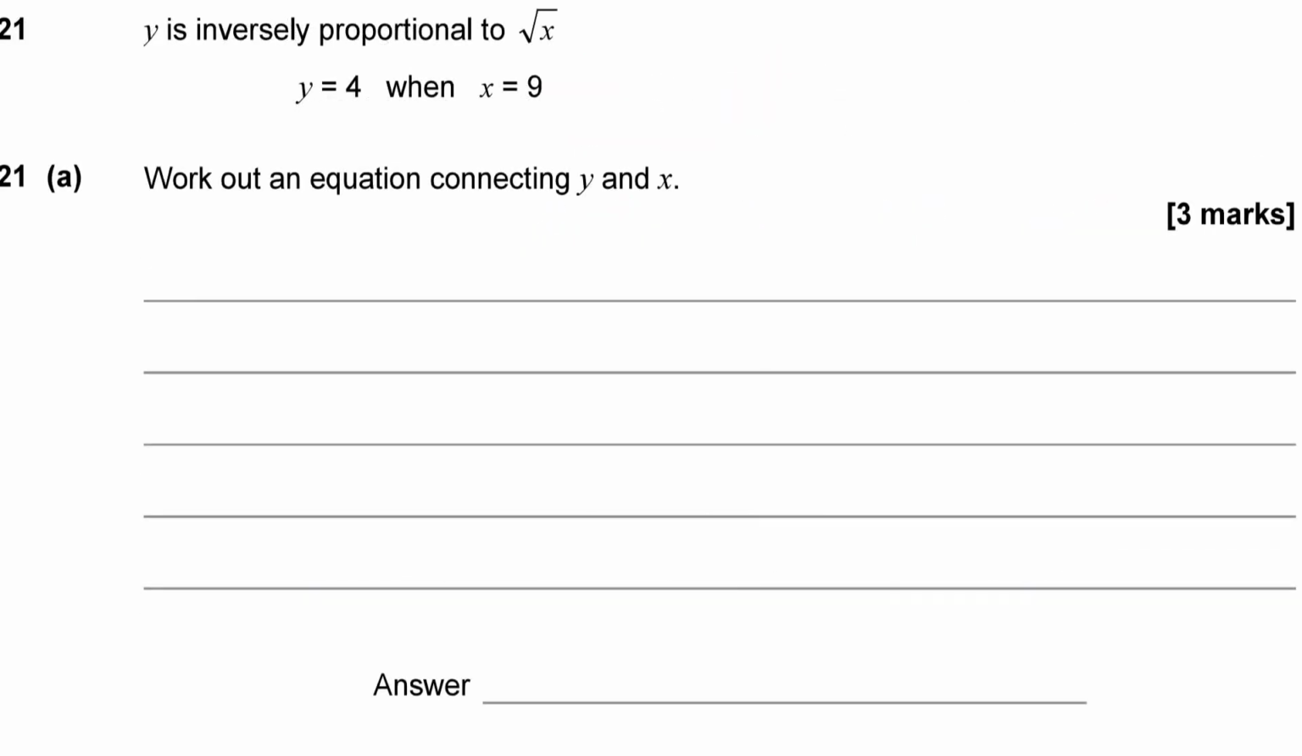Ta-da! Question 21 is our second proportion question on the paper. y is inversely proportional to the root of x this time, and we're told that y equals 4 when x equals 9, so it's a much more straightforward proportion question. So starting off with what we've been given, y is inversely proportional to the root of x, so y is proportional to 1 over root x, like that then. Inversely proportional means 1 over, so y is inversely proportional to the root of x is written like that.